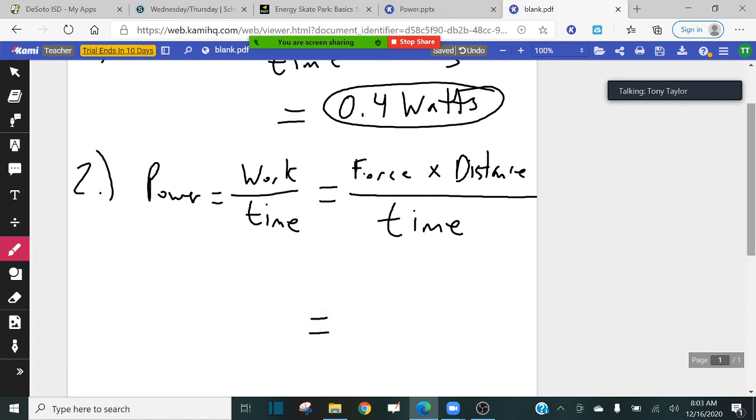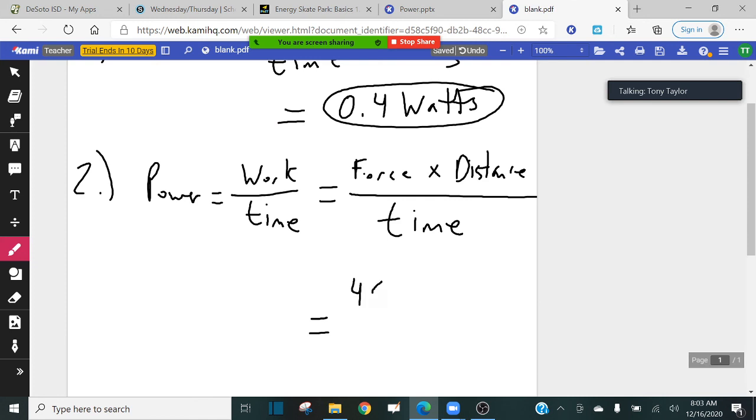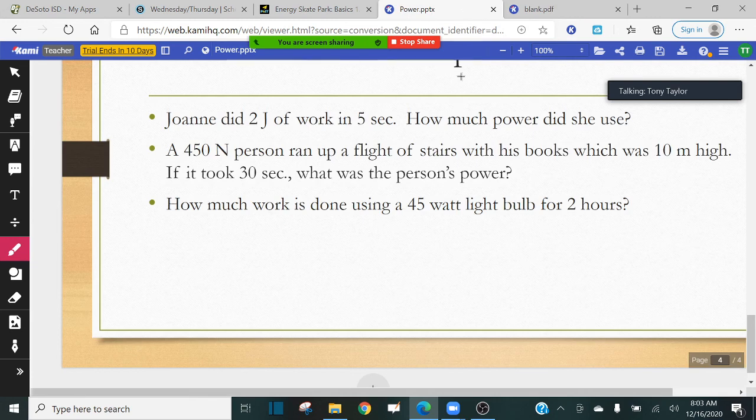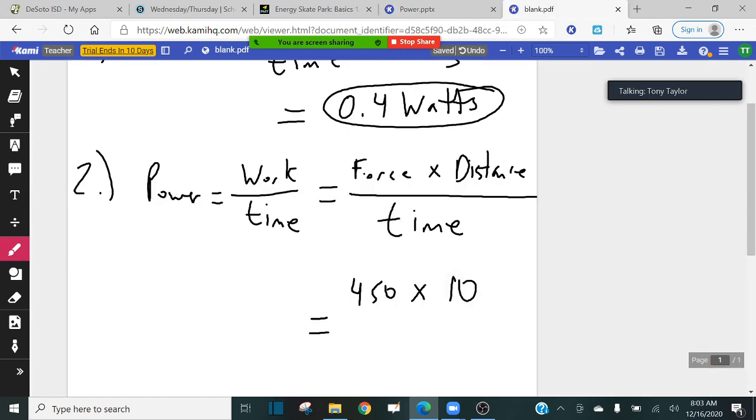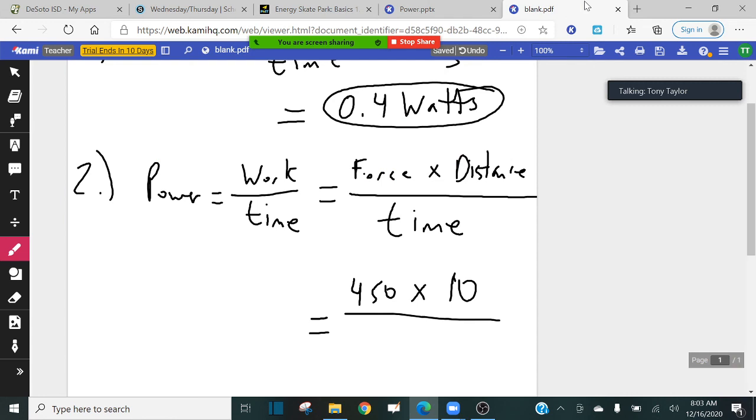Okay, so let's do the math here. So his weight was 450 newtons. So that means he did work against the force of gravity. So we're going to plug in 450 newtons for force. The distance is 10 meters. And it took a total of 30 seconds to reach the top.